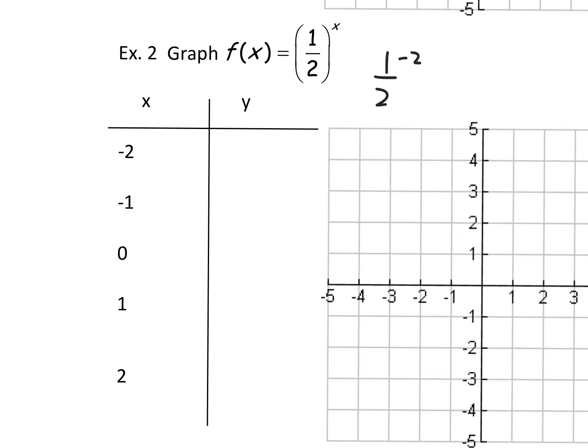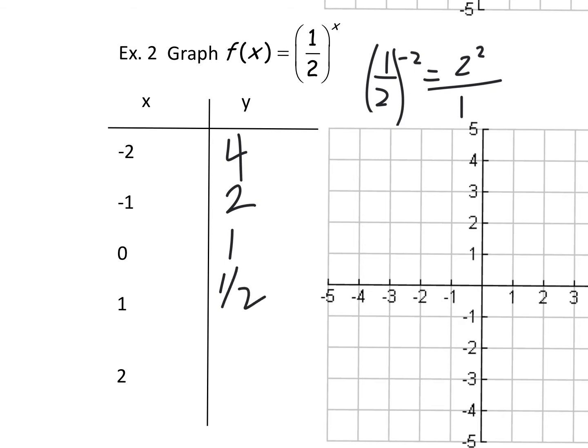If half is the base and I have -2, look at it like that, so it'd be to the -2. The -2 in the denominator flips to the numerator, which goes 2 squared over 1, which is 4. 1/2 to the -1st flipped would be 2. Anything to 0 again equals 1. 1/2 to the first is 1/2, and then 1/2 squared is 1/4.